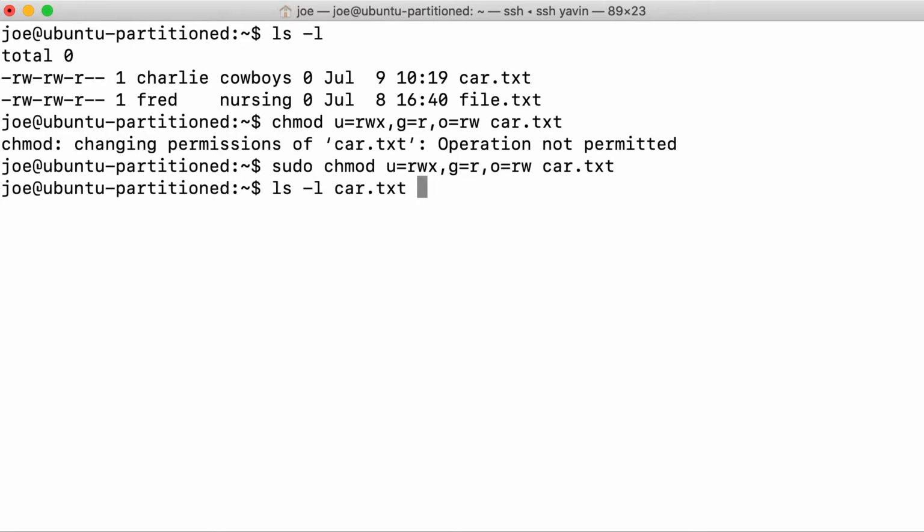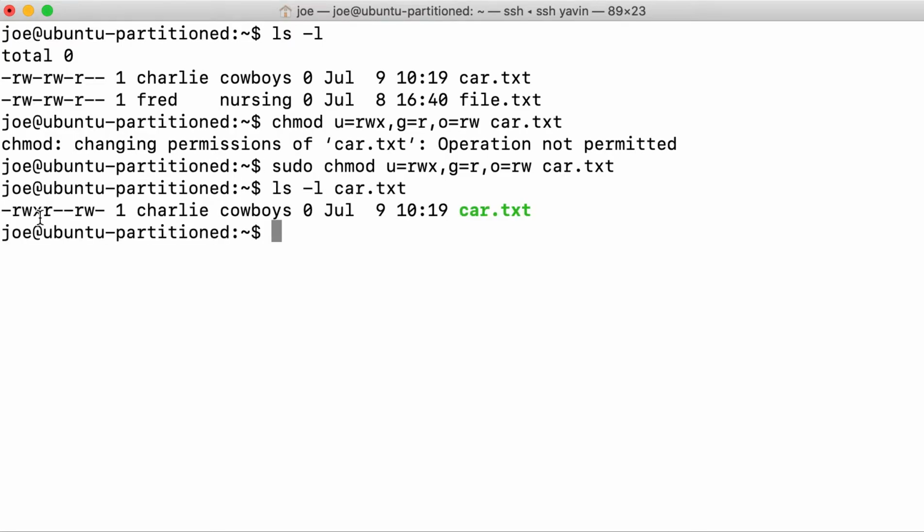So if we look at the car.txt again, you can see it was changed. It did give users read, write, and execute. It gave groups only read. So the equal sign says they have to be read permissions. And everyone else, or others, have to be given read, write permissions. You can see that it did actually change to green, although you won't always see these color changes. The green is indicative of now it's an executable file, which is beyond the scope of the discussion today. But let's look at the chmod command again.